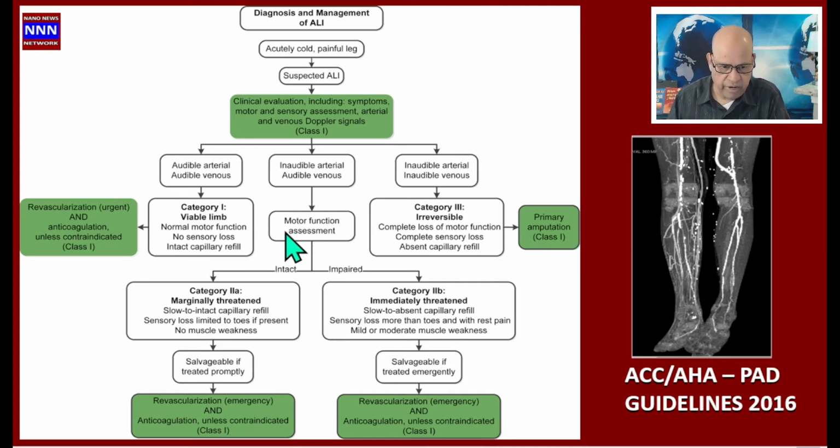Whereas in this, motor function is impaired, immediately threatened, slow to absent capillary pulse, loss of sensation in the toes with rest pain or mild or moderate muscle weakness. Then if the limb is salvageable, we go through the route of revascularization. So this is about acute limb ischemia.